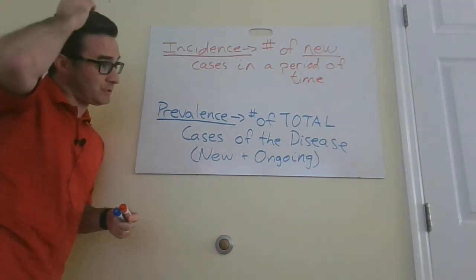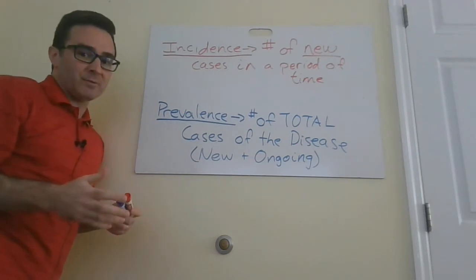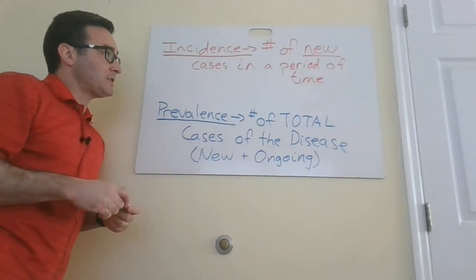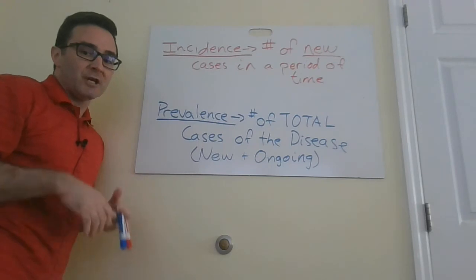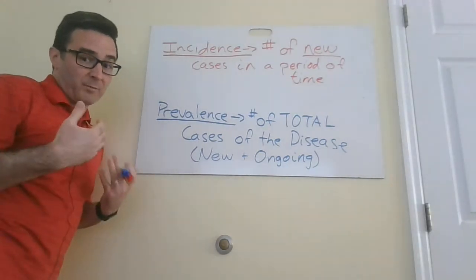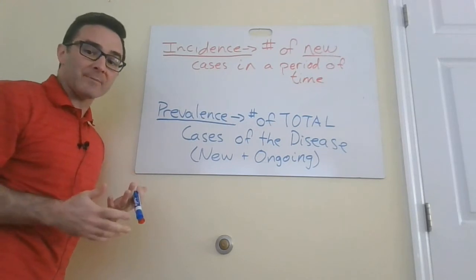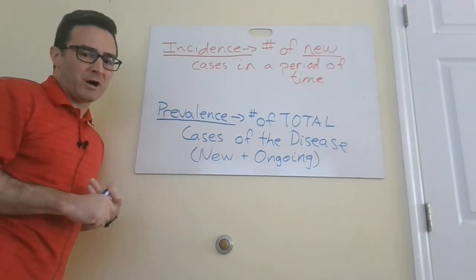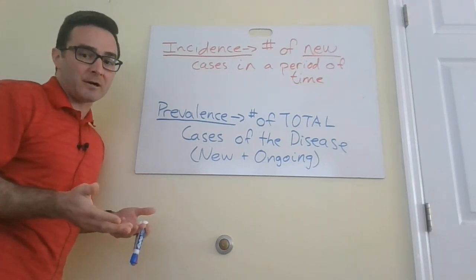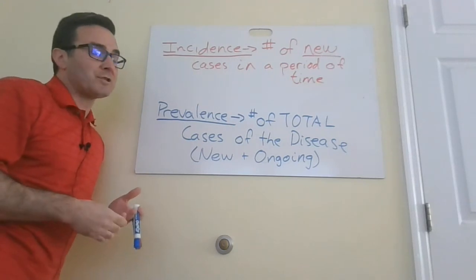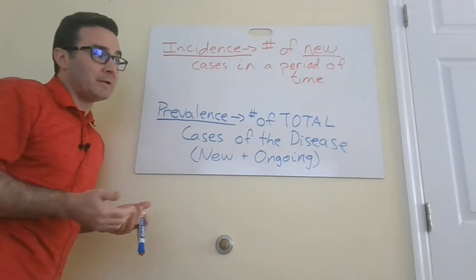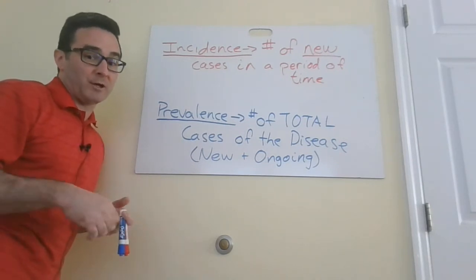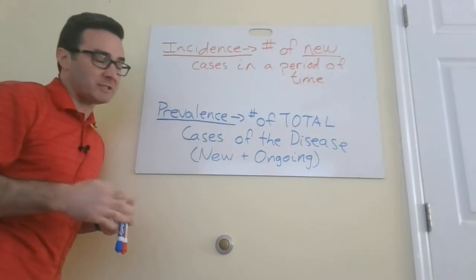So when you do these next two assignments, incidence and prevalence are related concepts, but they're not exactly the same thing. Incidence refers to the number of new cases of a particular disease or happening in a period of time. It could be a day, a week, a month, but in epidemiology we're usually looking at a year. Especially with cancer, you're typically looking at the number of new cases you get on an annual basis.